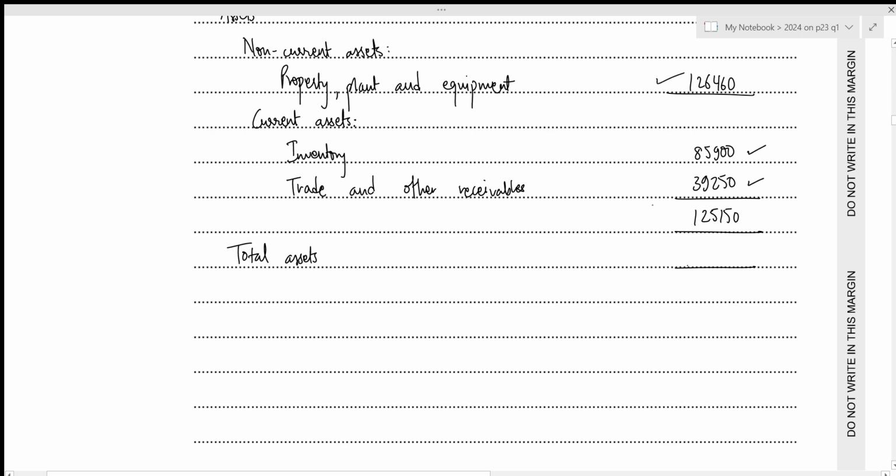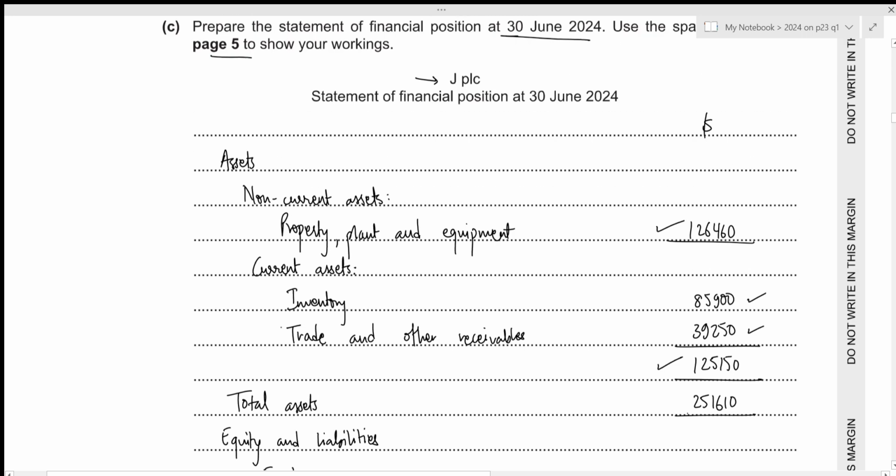So 126,460 plus 125,150, which results in 251,610. Now we can move towards equity and liabilities. We first start with equity. Let's take a look above.